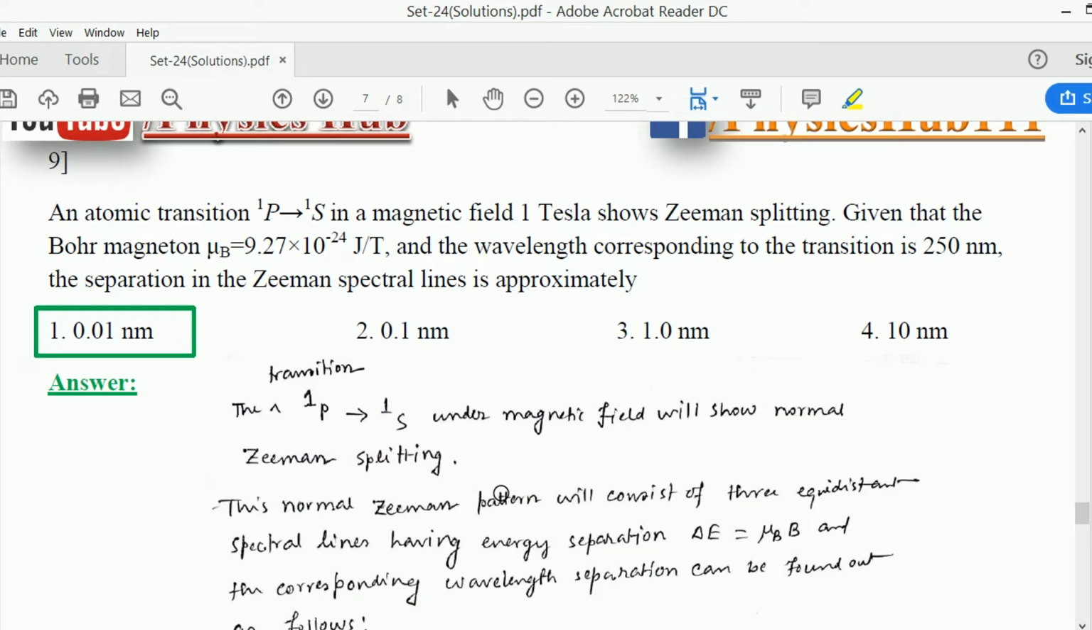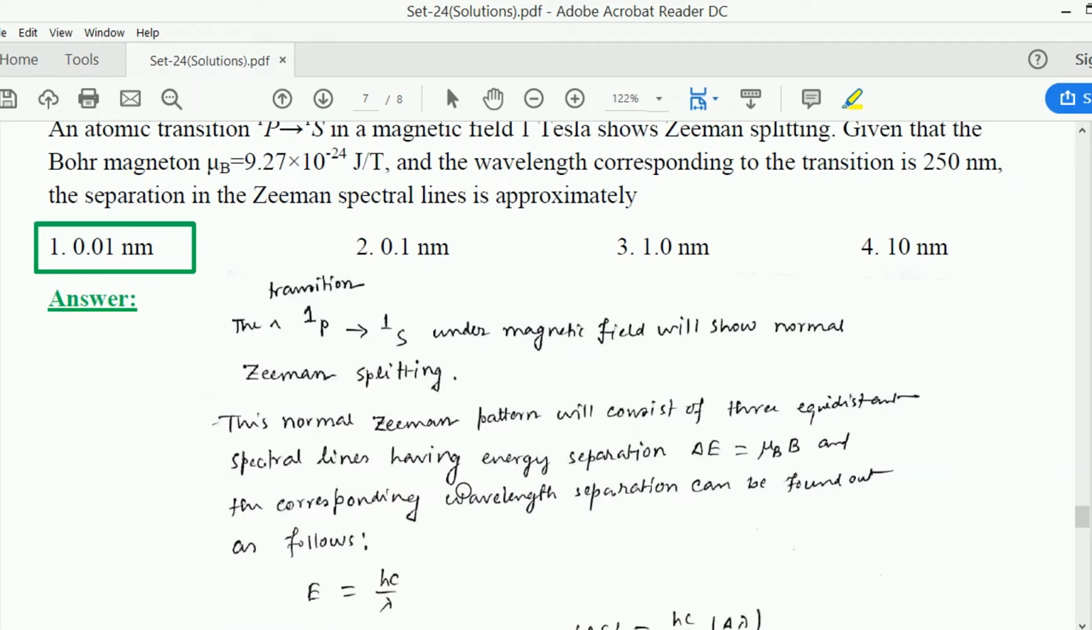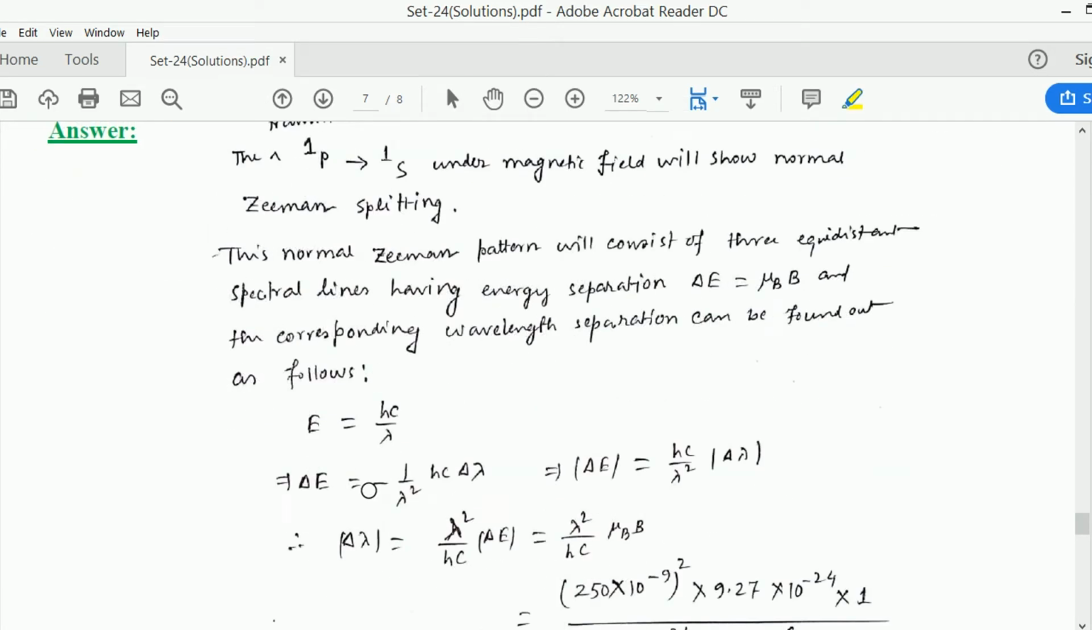How do we know that it will show the normal Zeeman effect? Because you can see the multiplicity is 1, so S equals 0, and whenever the spin is 0 you get normal Zeeman splitting. In general, this normal Zeeman pattern consists of 3 equidistant spectral lines having energy separation delta E equals mu_B times B, and the corresponding wavelength separation can be found out as follows.